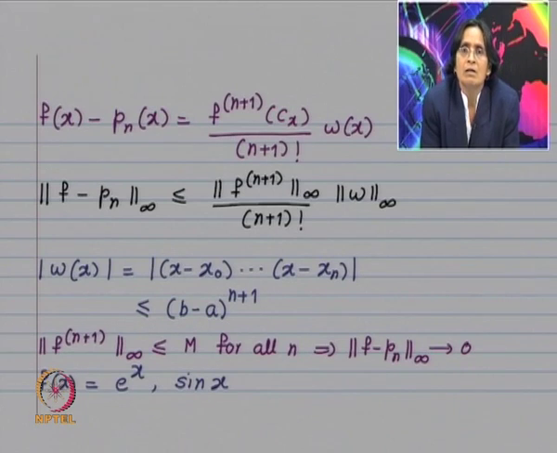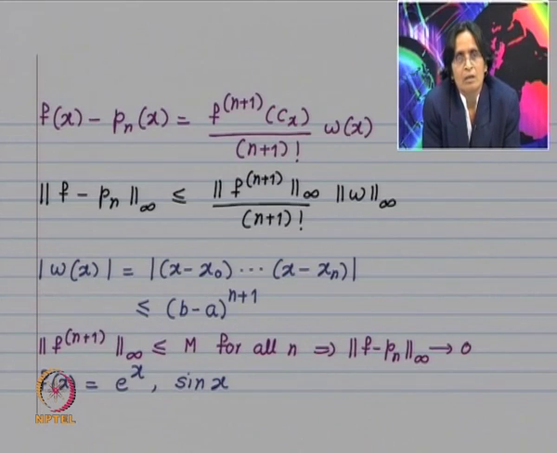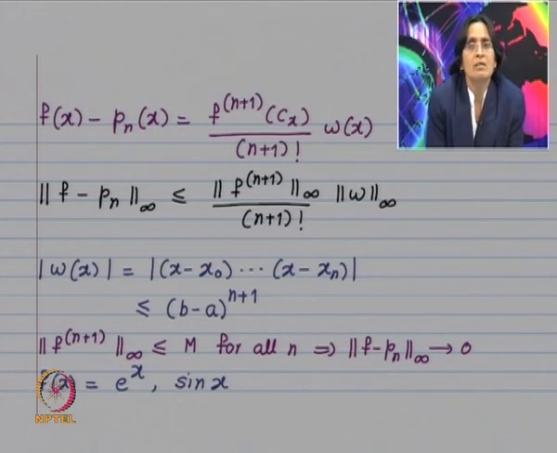For example, the function f(x) equal to e^x, sin x, the entire functions which are defined on say interval [a, b]. Now, this is a very strong condition. What the Weierstrass theorem tells is that if you have f to be a continuous function, then it is uniformly approximated by polynomials. Now, the Weierstrass theorem says that it is uniformly approximated by polynomials. It does not say by interpolating polynomial, and in fact, the result is not true.